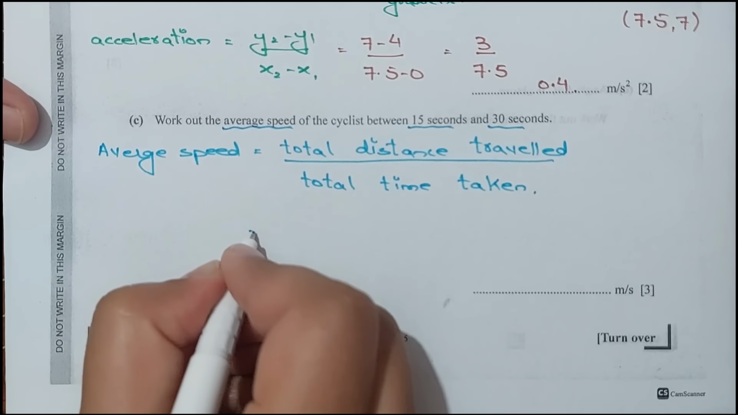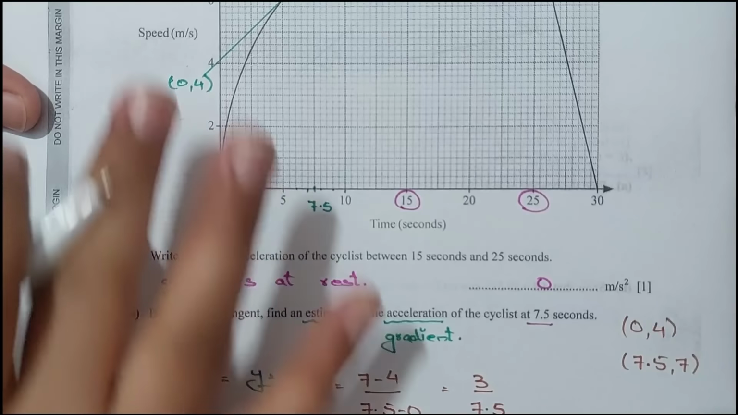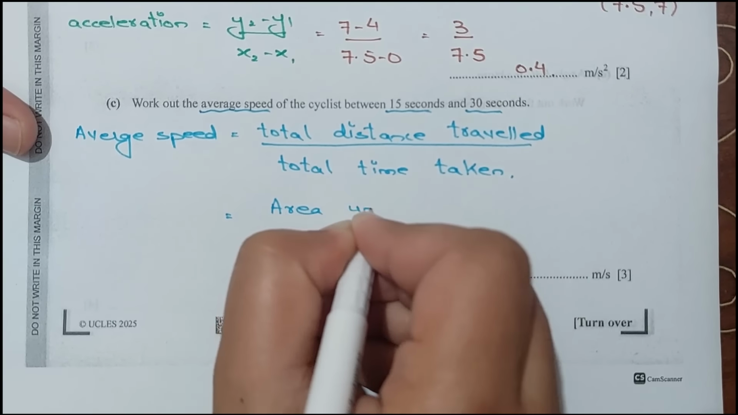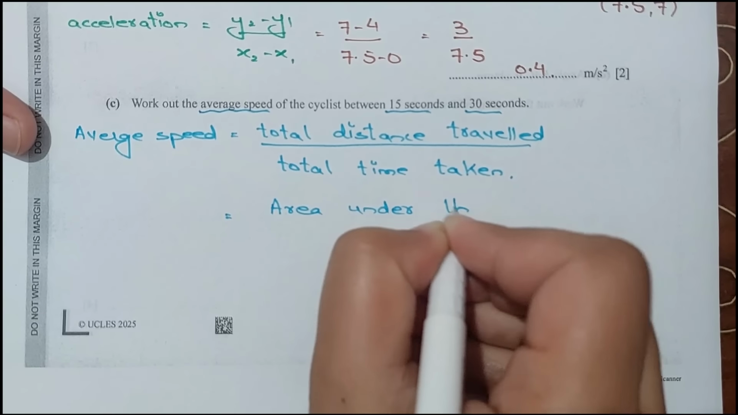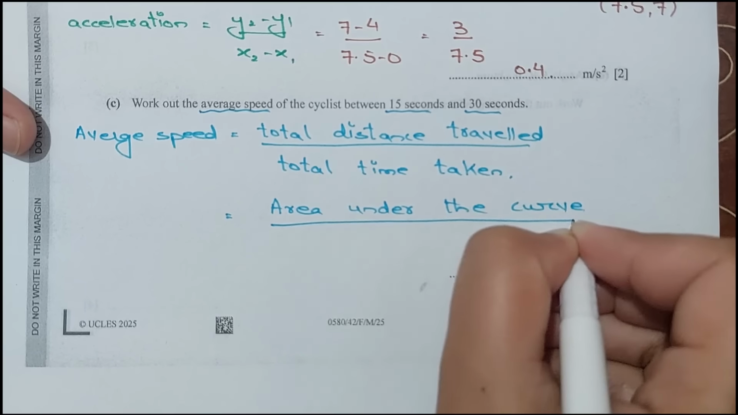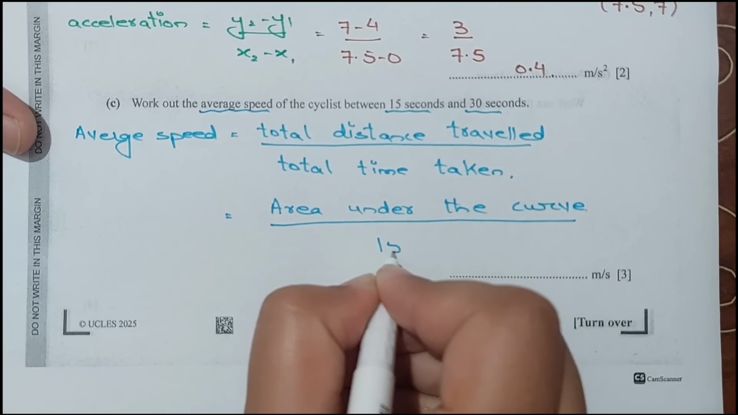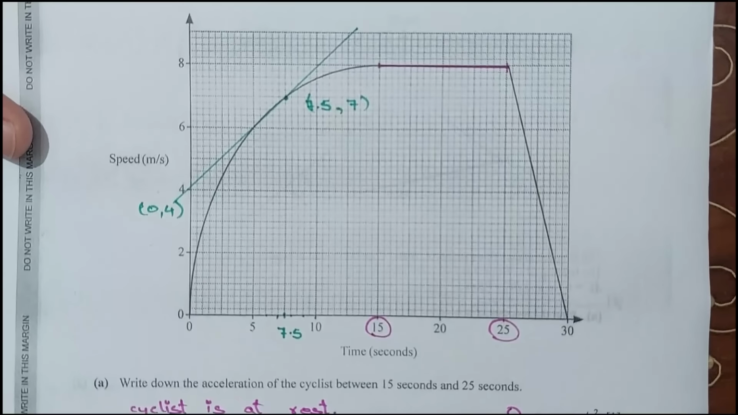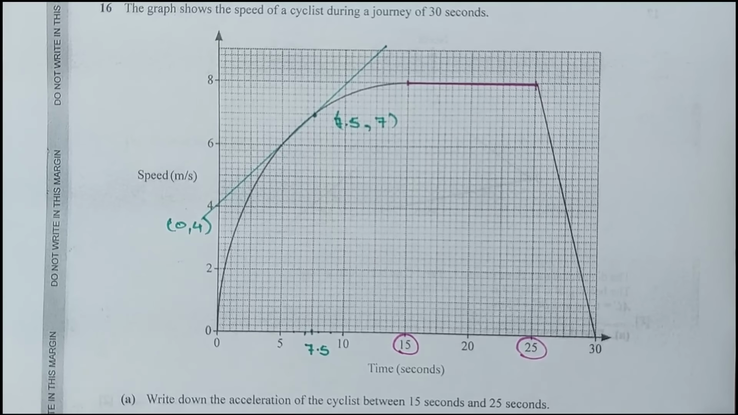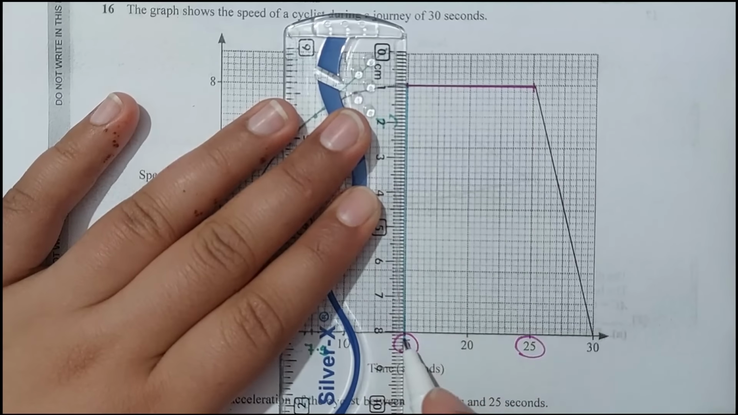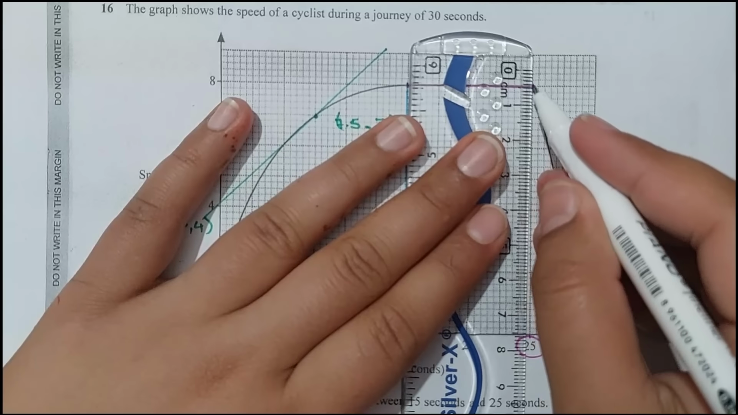All right. So what is the total distance traveled in terms of a speed time graph? In terms of a speed time graph, the total distance traveled is the area under the curve. And the total time taken, 15 seconds to 30 seconds, is 15 seconds. So we have to find the area under the curve. Here is 15 seconds and here we have 25 seconds.